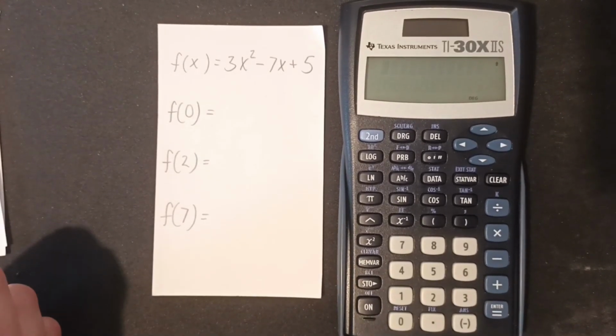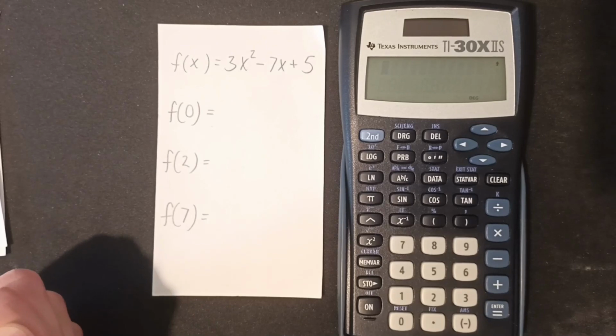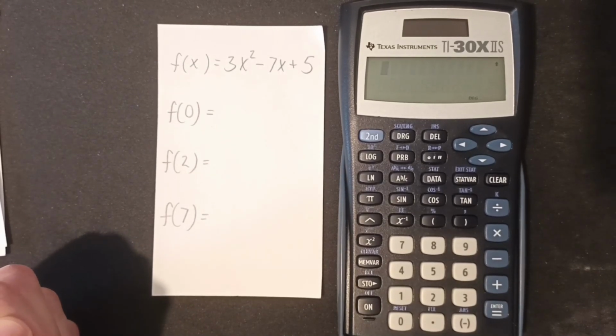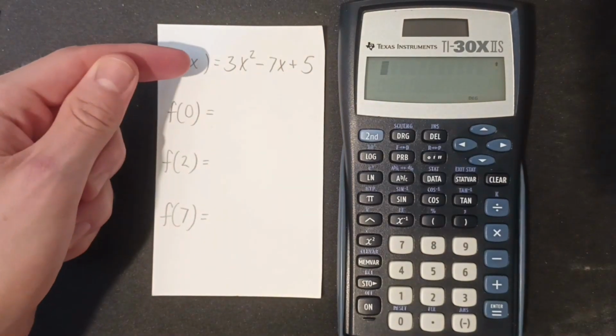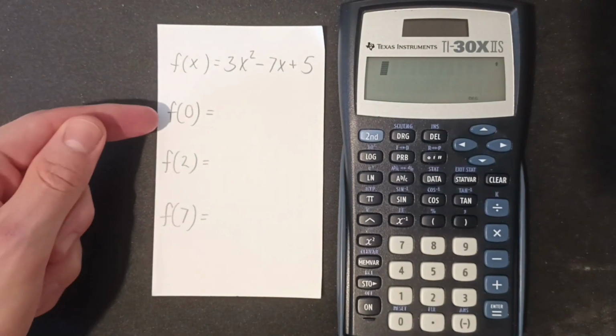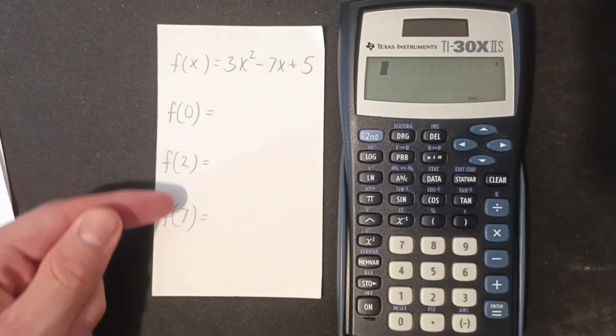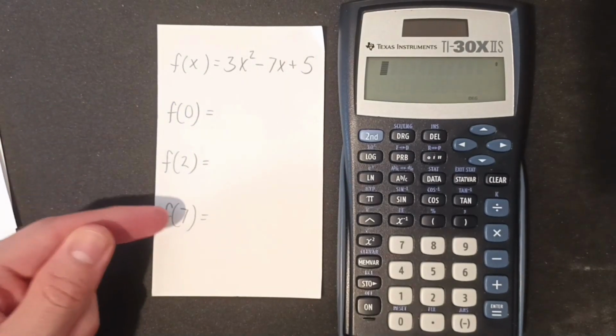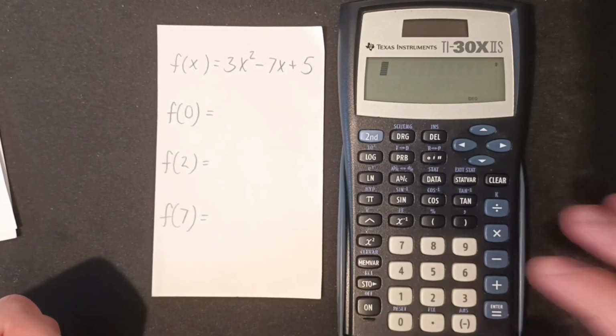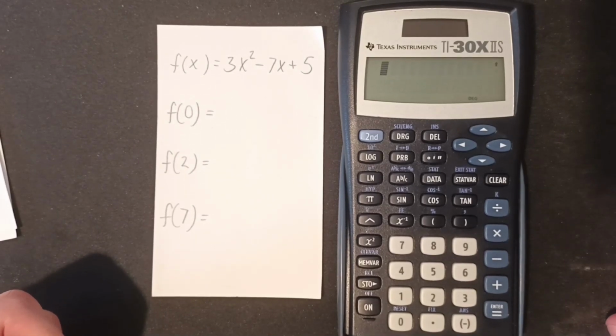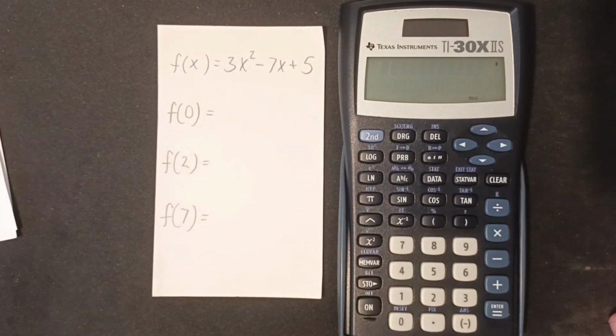Alright, today I want to show you guys how to use the TI-30X to evaluate expressions. So say we have an expression like this and we want to evaluate it with these values 0, 2, and 7. Alright, so we could type it in manually and find it that way, but I find that to be a little bit tedious and error prone, so there's a different approach we can do.